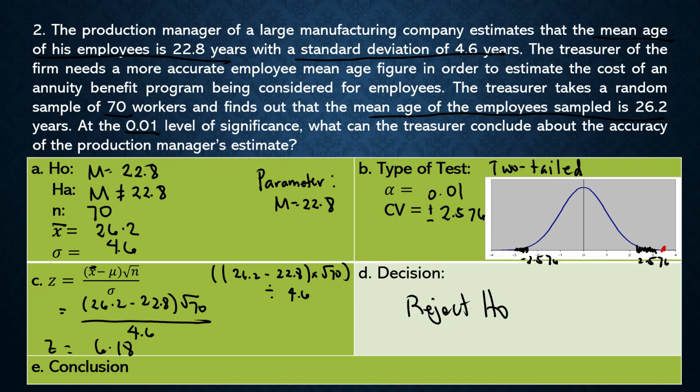Now, since we reject the null hypothesis, automatically the null hypothesis is not correct and the correct one is the alternative hypothesis. However, the parameter deals with the alternative hypothesis, which is mu equals 22.8. And we can see that it is not correct. So therefore, we can say that the production manager's estimate is not correct. Okay, let us now have the third example.